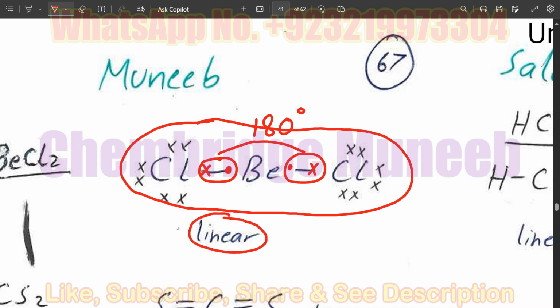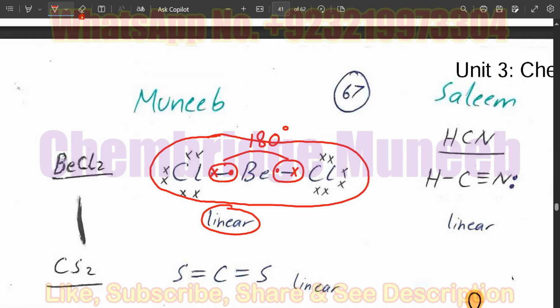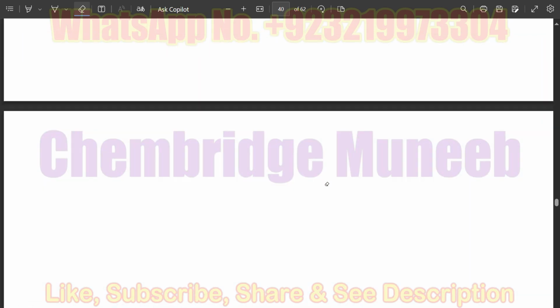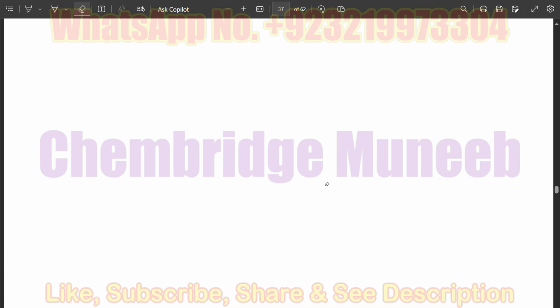Is it clear? Yeah. Okay, so that's an example of a linear shape of the molecule.